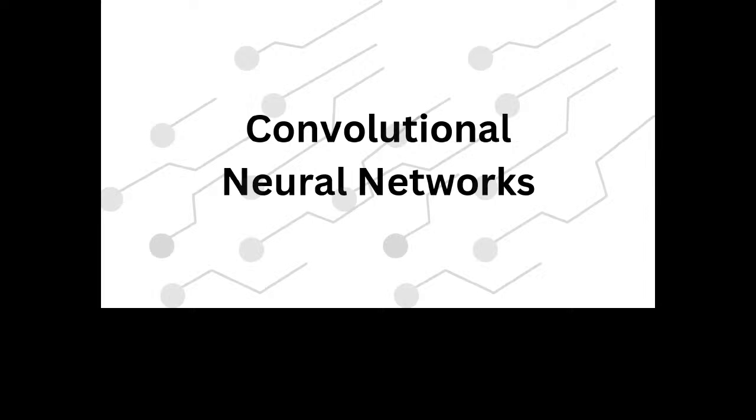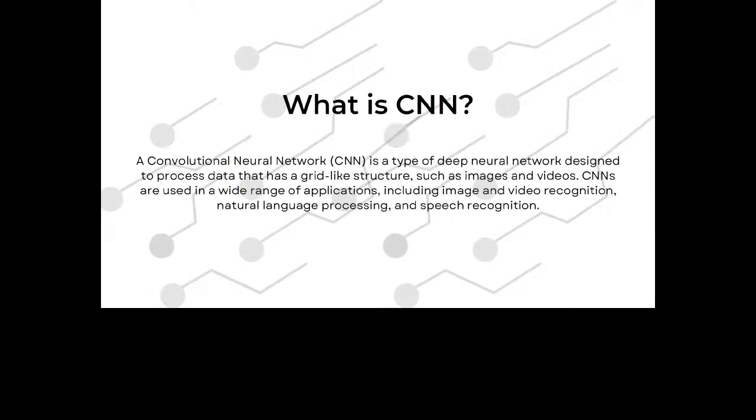The topic that we're going to study now is convolutional neural networks. Let's see what CNN actually is. A convolutional neural network is a type of deep neural network designed to process data that has a grid-like structure. This structure is usually found in images and videos. CNNs are used in a wide range of applications, including image and video recognition, object detection, image classification, and also image segmentation. The key feature of CNNs is their ability to automatically learn and extract features from the input data without requiring manual feature engineering.